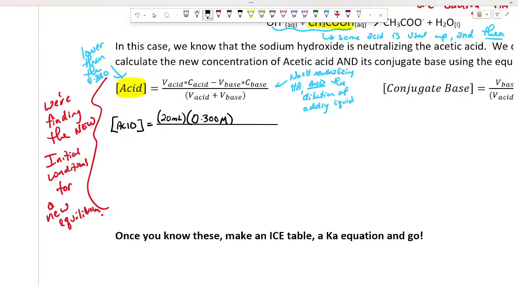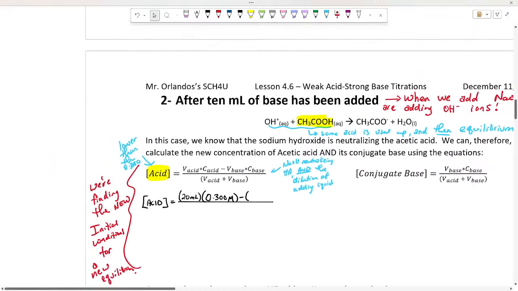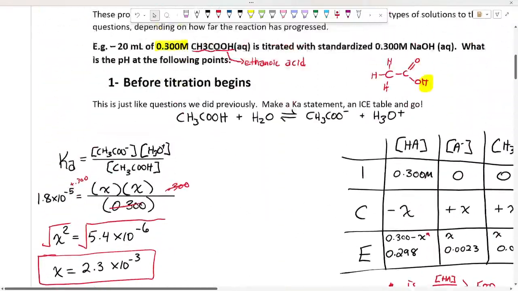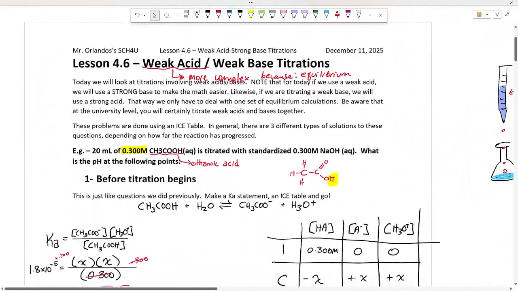0.300 molar. Very good. Then we have to subtract the volume of base we've added. This is going to change with every drop. In this particular question, it asks us to do this math after we have added 10 milliliters of base. And in this case, what was the concentration of the base I added? I think it says it in the original question.